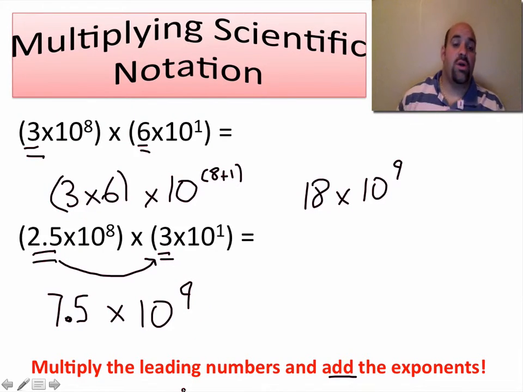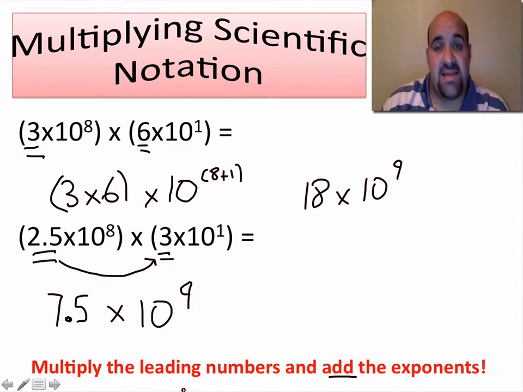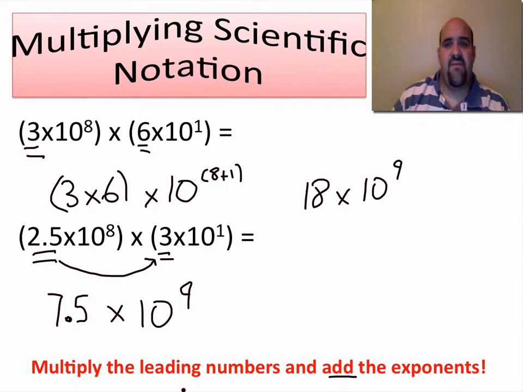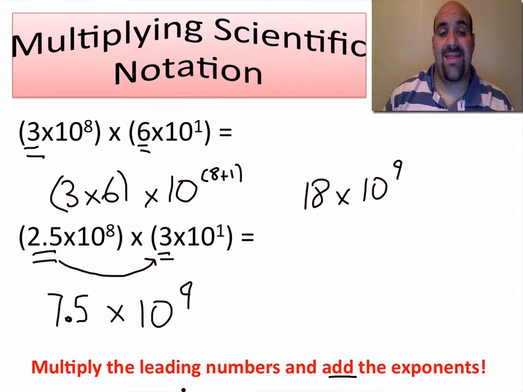And that's really all you do when you're multiplying scientific notation. You multiply the leading numbers and you add the exponents together. If you know that little simple rule, it's very simple. It's much quicker doing it that way than actually putting it in your calculator for non-decimal numbers.